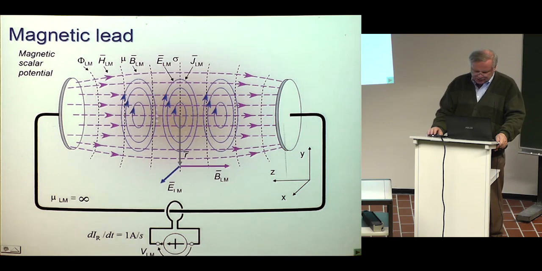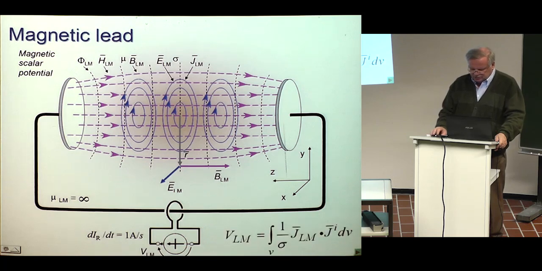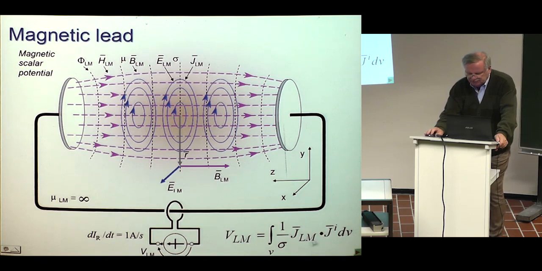So it looks like this kind of rotating field. And why is it so? It is because of the cross product in the equation. So when knowing this magnetic lead field, we take the dot product of the magnetic lead field and the source distribution, and we get the signal in this lead. This equation is the same as in the electric case.